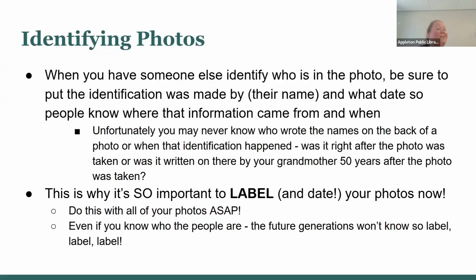Did it happen right after the photo was taken, or was it 50 years later that your grandma wrote who it was, based on what she remembered or who she knew in the photo? That's why it's so important to label your photos and date them as soon as possible. Do it as soon as possible. Even if you know the photo and who the people are, future generations don't know who it is. So that's who the label is for, the future generations.